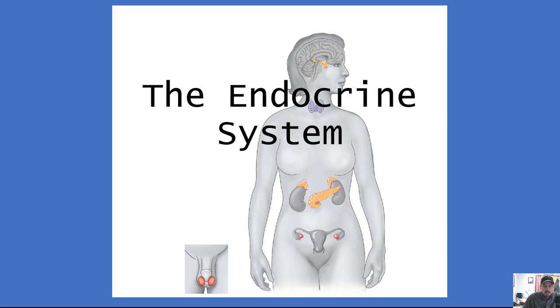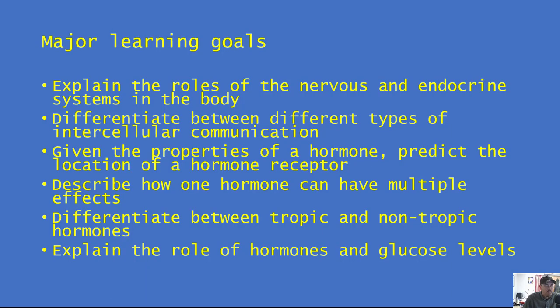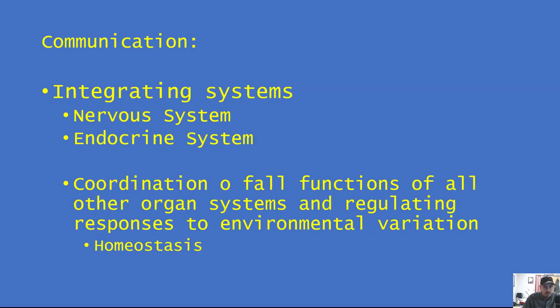So let's move on. What we're doing now is moving into the endocrine system and a little bit about the nervous system. These are systems often referred to as integrating systems because they integrate all those complicated organ systems together, making you a functional, multicellular, multi-organ organism. There are some learning goals associated with this chapter. Please have a look at this slide carefully.